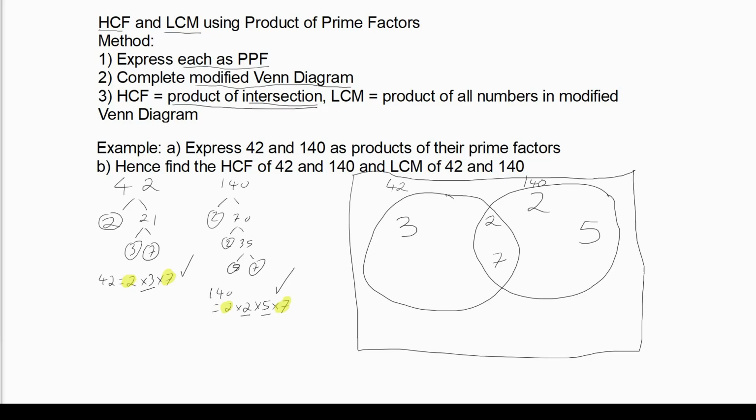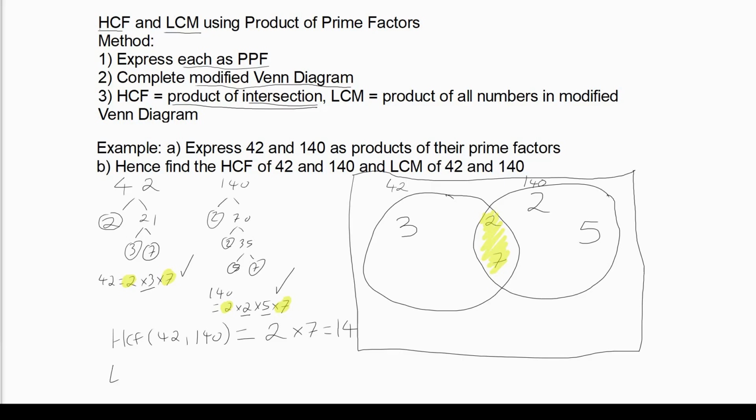To find the highest common factor of the two numbers, I need to work out the product of the numbers in the intersection, because the intersection tells us the common prime factors, and if I multiply them, I get the highest common factor. So here, that's 2 times 7, which is 14.